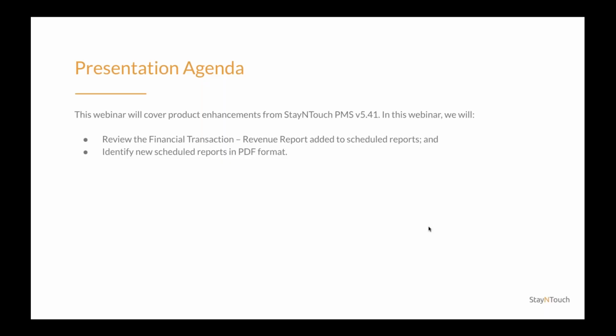Today's presentation will cover how you can get the most out of the StayNTouch Cloud PMS version 5.41 product release. In this webinar, we will review the financial transaction revenue report added to scheduled reports and identify new scheduled reports in PDF format. We will have a short Q&A session at the end of the presentation. Feel free to submit questions throughout the presentation, and we will answer them in the order they are received at the end.